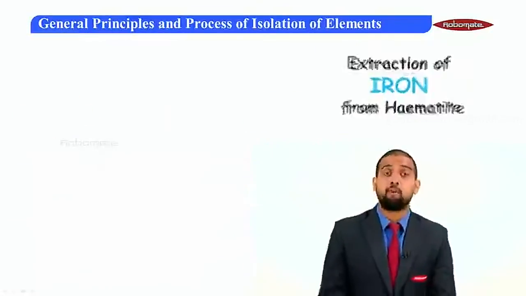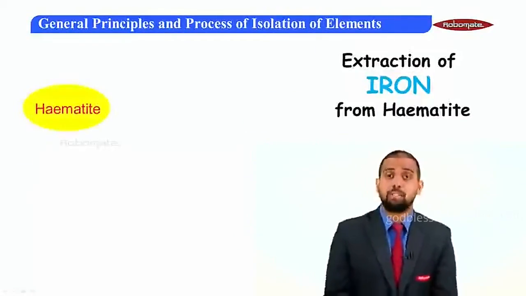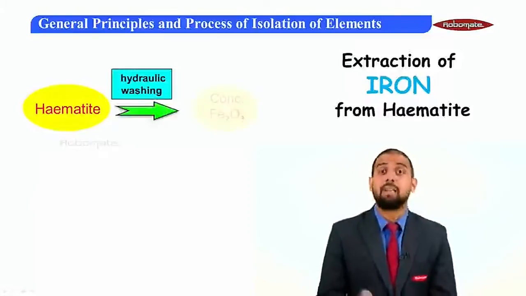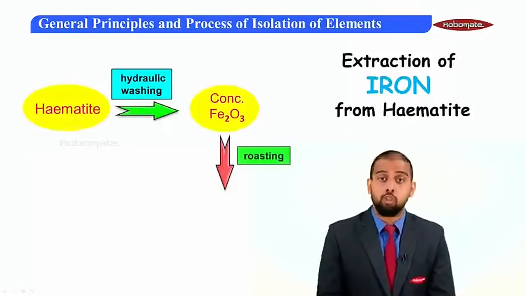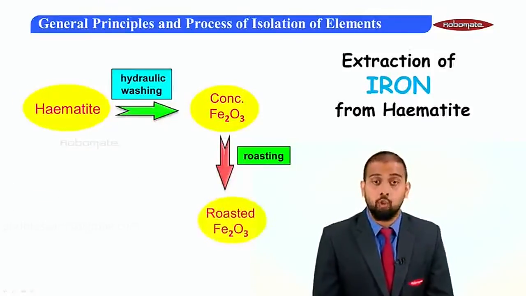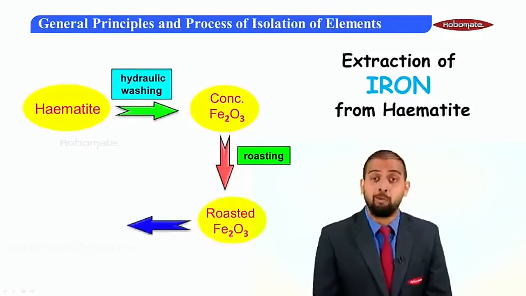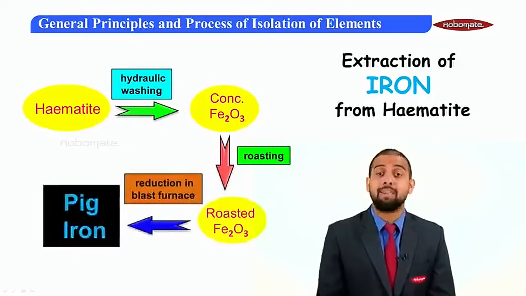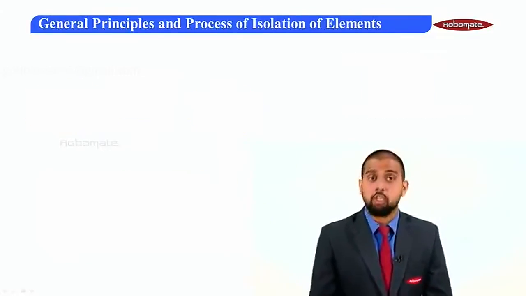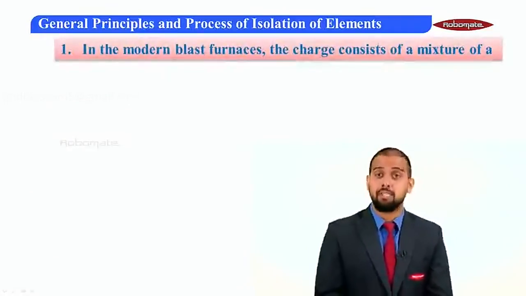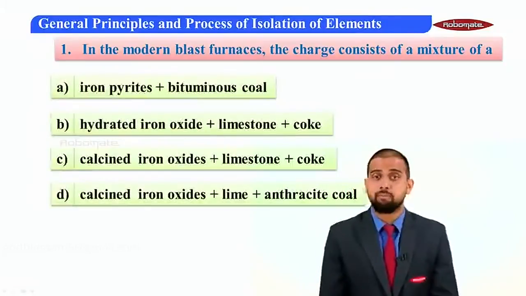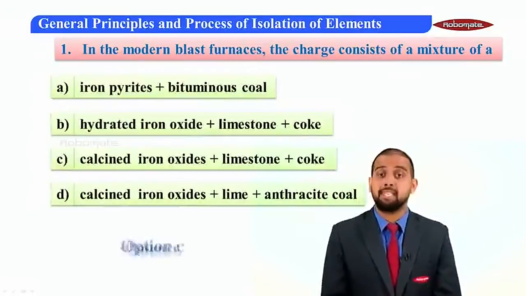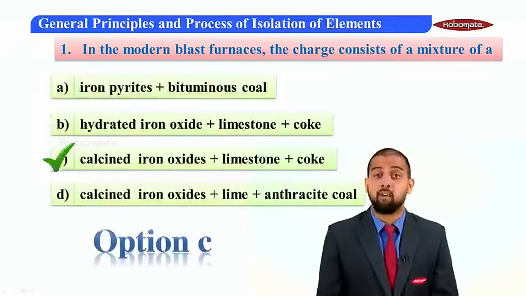Now let's have a quick revision of the entire flow chart. We started with hematite, and this hematite, after undergoing hydraulic washing, gave us concentrated hematite, which has to be roasted to get roasted Fe2O3, which has to further undergo pyrometallurgy, precisely smelting, and ended up as pig iron. Now the question that can be asked here is: in the modern blast furnace, the charge consists of a mixture of what? The right option here would be C, because it consists of calcined iron oxide, limestone, and also coke as a reducing agent.